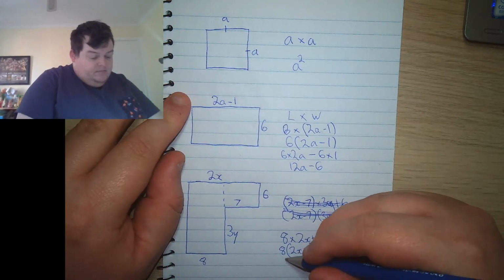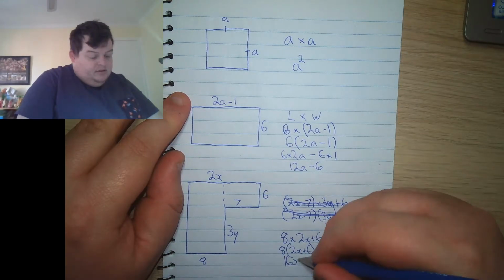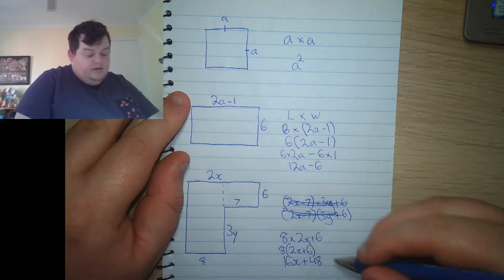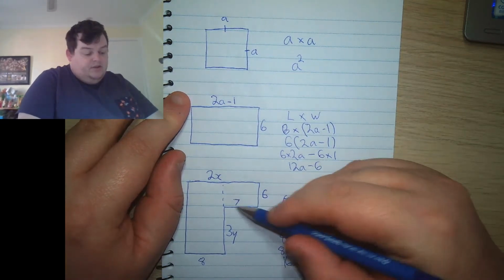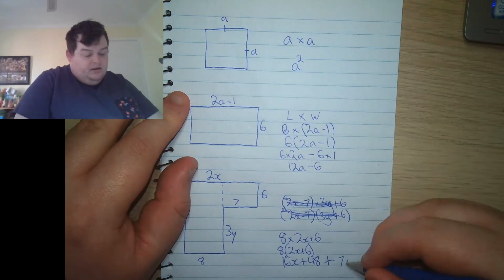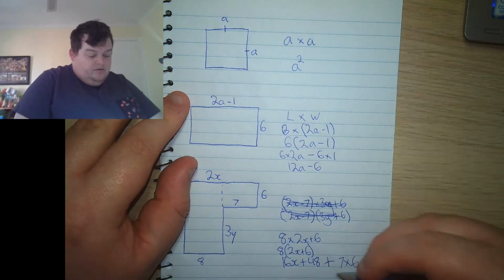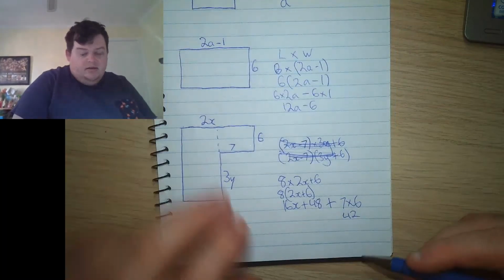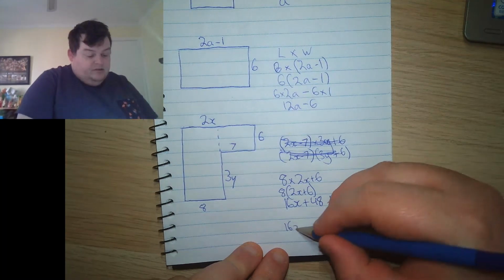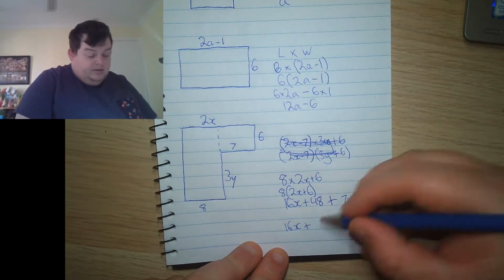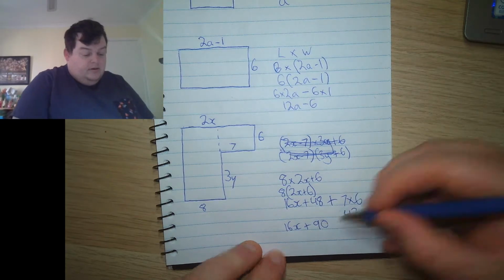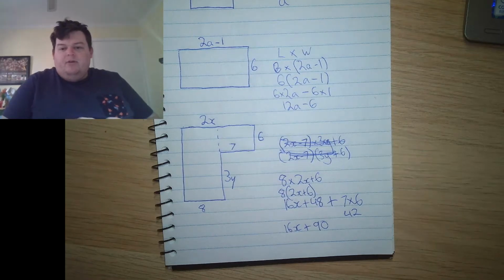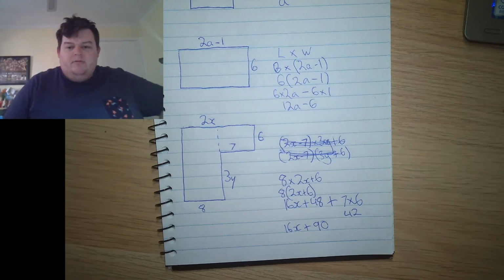That's 16x plus 48 for this side, plus whatever's left over here. I have 7 times 6, which is 42. So I can say that my whole thing together is 16x plus 90. And that's my area for that whole shape. Anyway, you get the idea how it works. I wanted to try and keep this short and sweet.